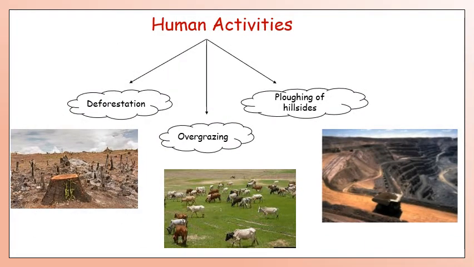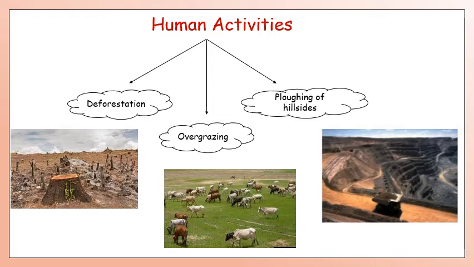Now many human activities also cause soil erosion. Some of them are deforestation, overgrazing, and plowing of hillsides. Now let us understand how they cause soil erosion.